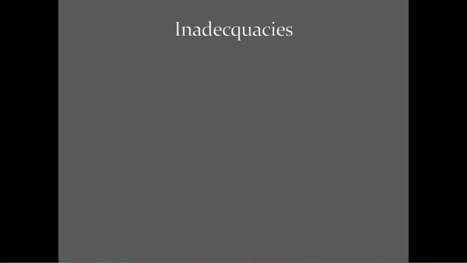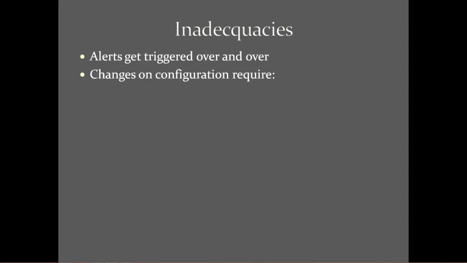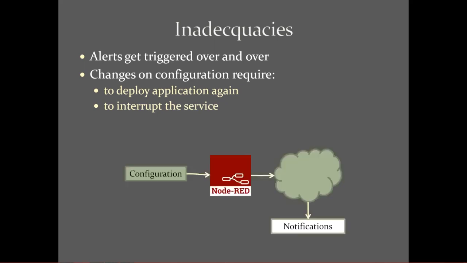So let's review the inadequacies of our first approach. First of all, alerts get triggered over and over. Also, changes in our configuration right now require that we deploy the application again, and therefore we interrupt the service. This is because we are following this schema where we are doing the configuration directly in Node-RED.